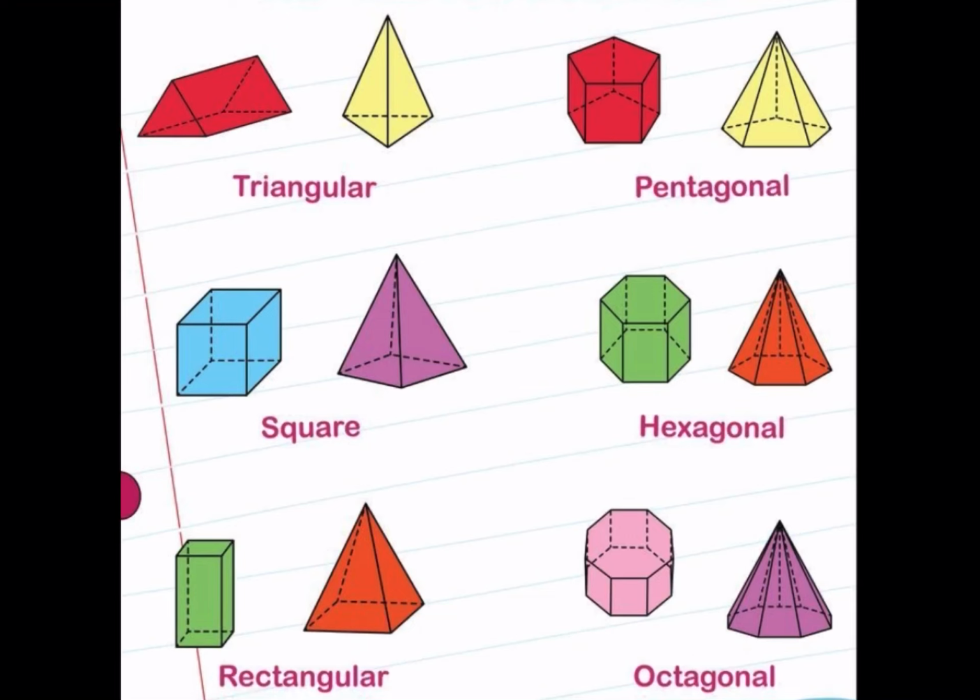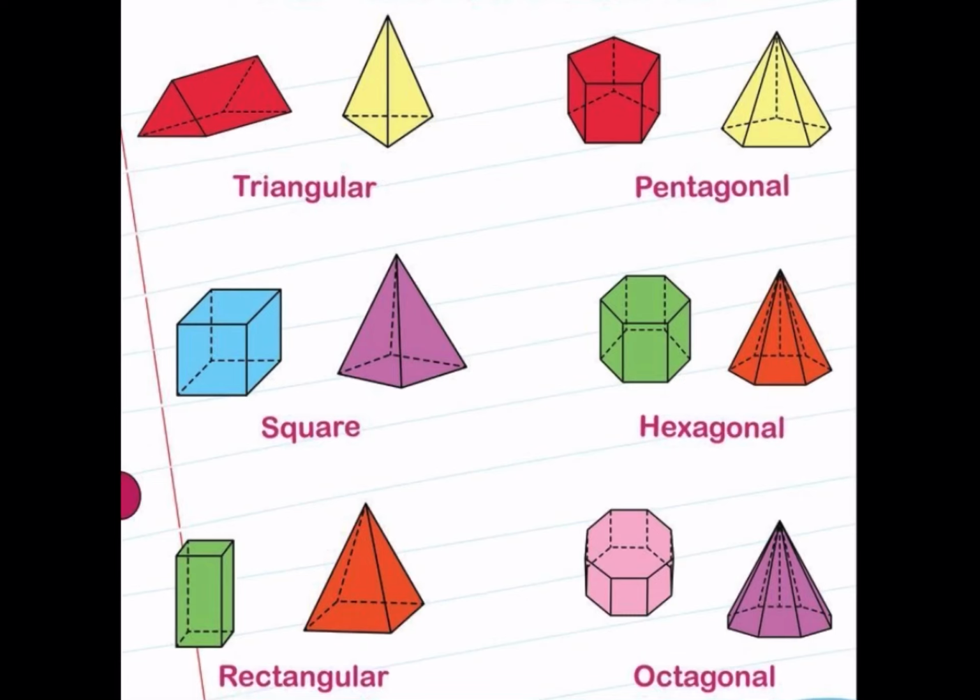Let's go down to the rectangular shapes. The green one is a rectangular prism. It's like a tube, but it's rectangular. It has two flat ends, and they are joined by rectangles. The orange shape is a rectangular pyramid because its bottom is a rectangle. Its sides are triangles, and they come to a point at the top.